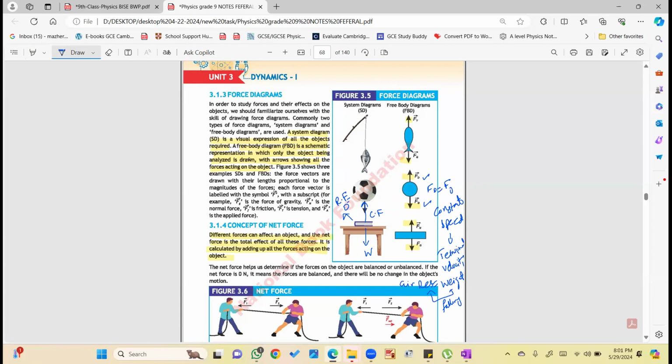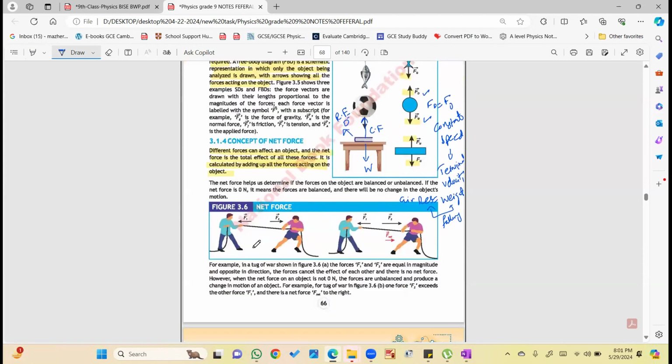And if the object is moving with constant speed, what would be the value of acceleration? It will be 0. Sorry? It would be 0. Yes, because when the object is moving with constant speed, the acceleration would be 0.